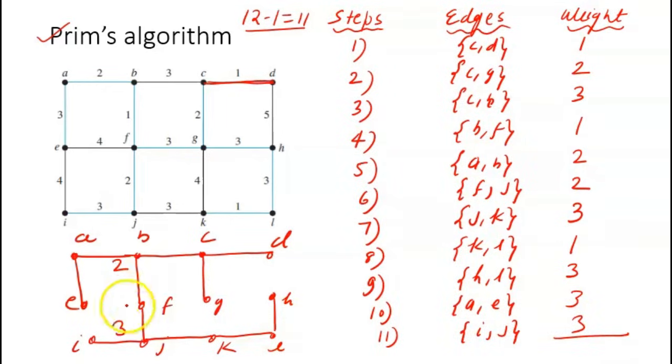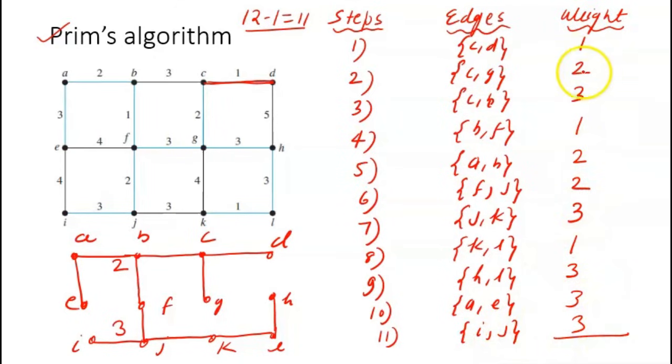Why are the steps complete? Because you can clearly see that what we have got is a tree, because it is connected and there is no circuit in it. You can clearly see that there are 12 vertices, so the tree should have 11 edges, and in each of the steps I have selected an edge, so there are 11 edges in this.